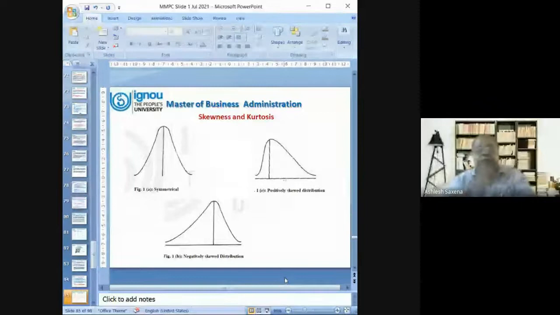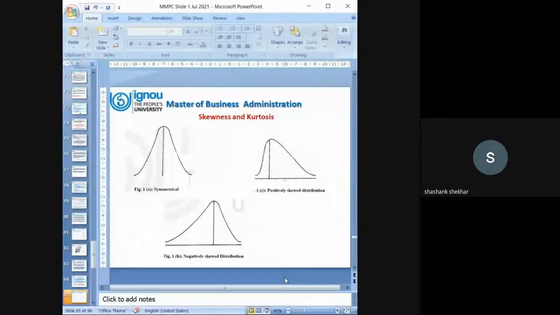The slide is visible? Yes, sir. Visible.